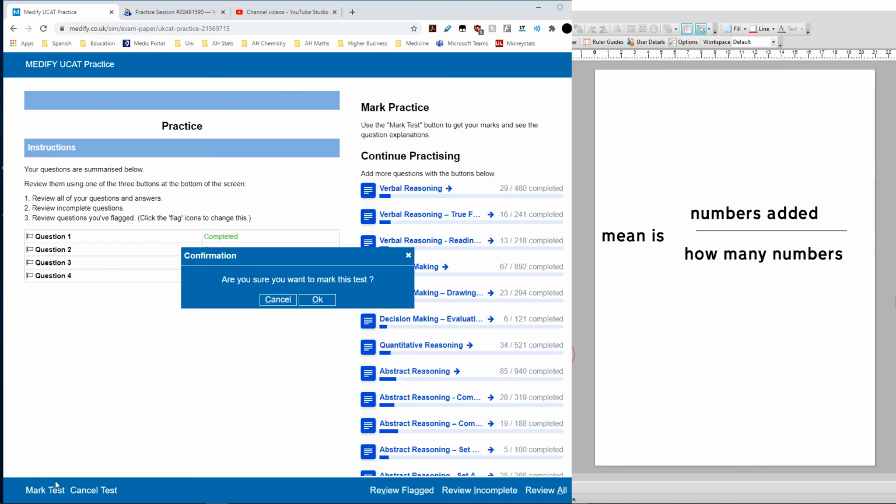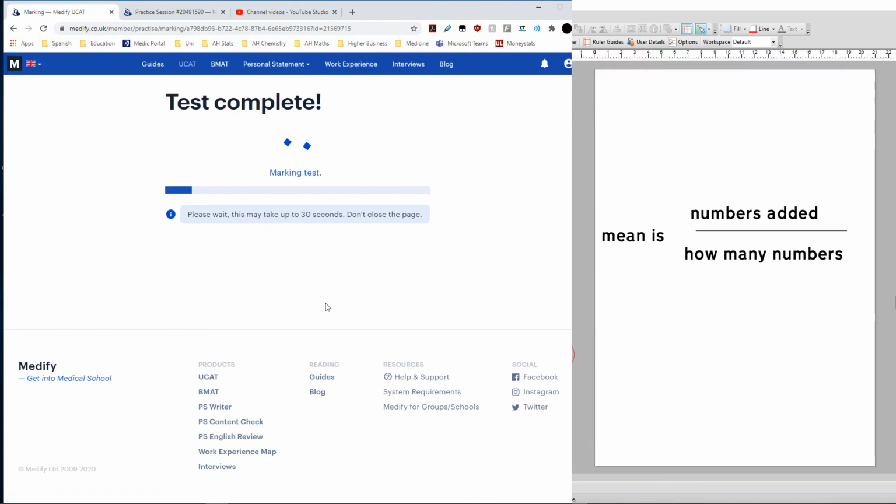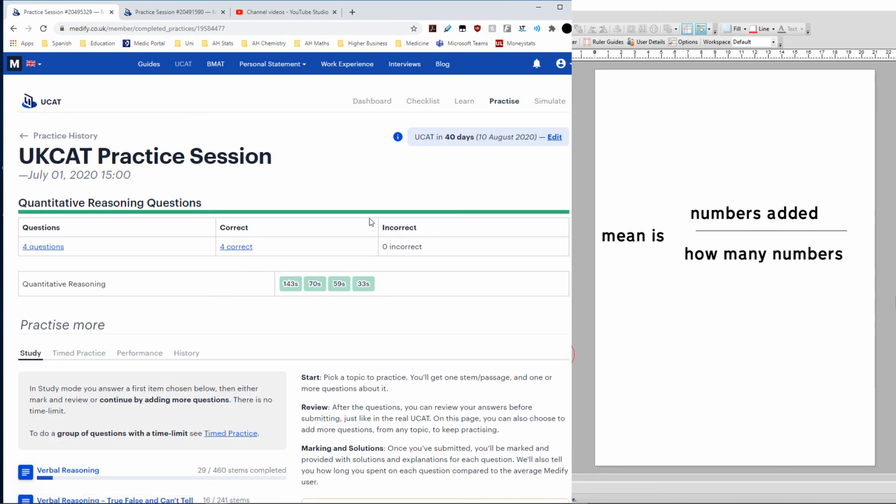And let's mark that. See what we get. Alright, good. Clean sheet.